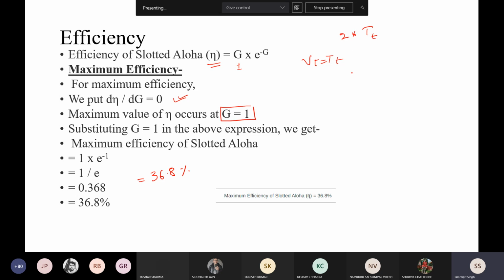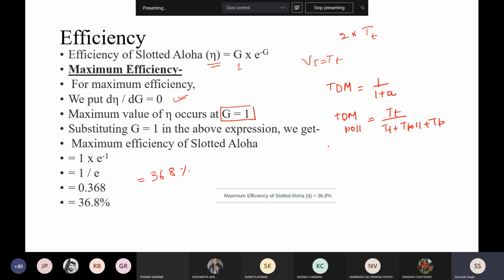Okay, so now see, we have done access control methods. First was TDM. In this the formula was efficiency is 1 over 1 plus a. In TDM polling, the efficiency was TT over TT plus T poll plus TP.